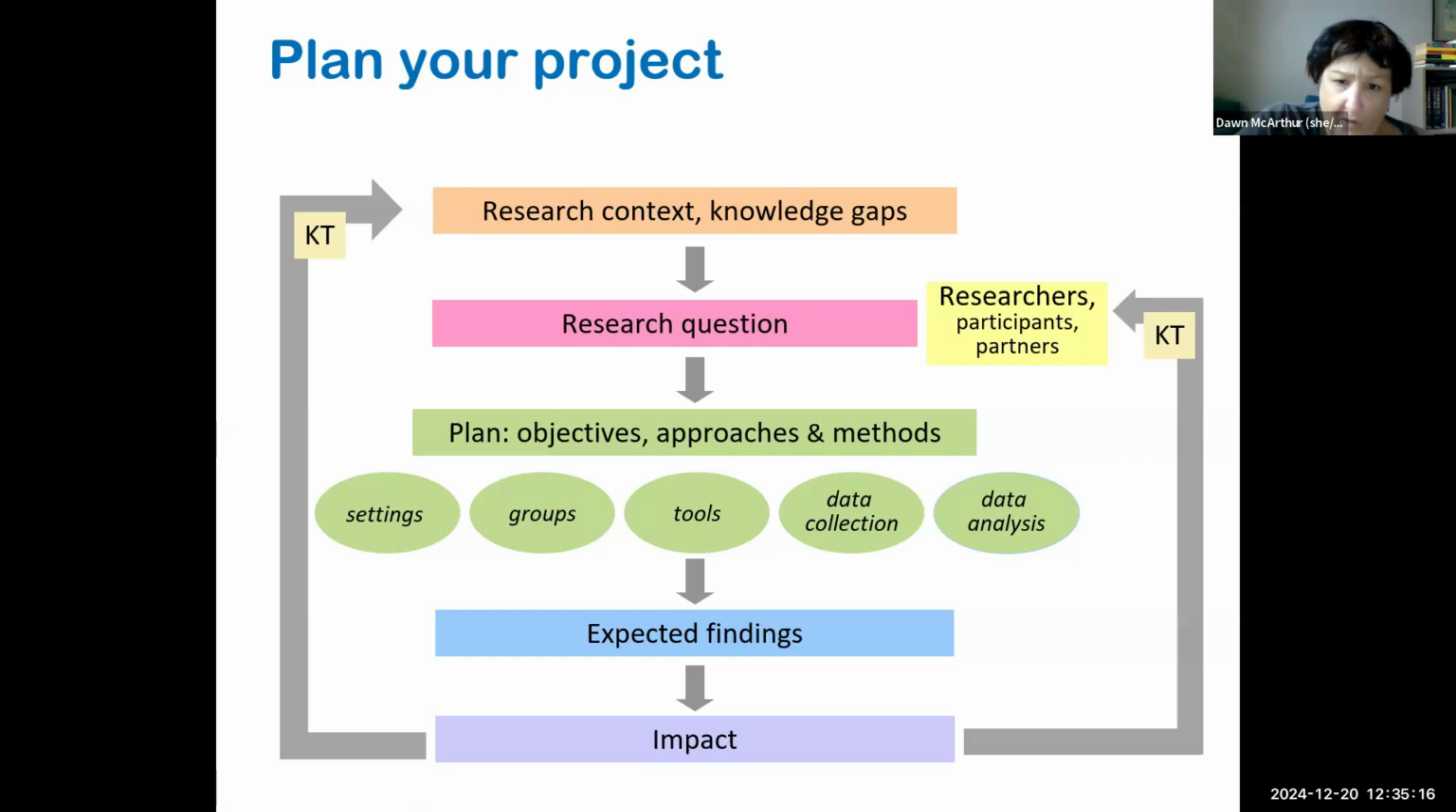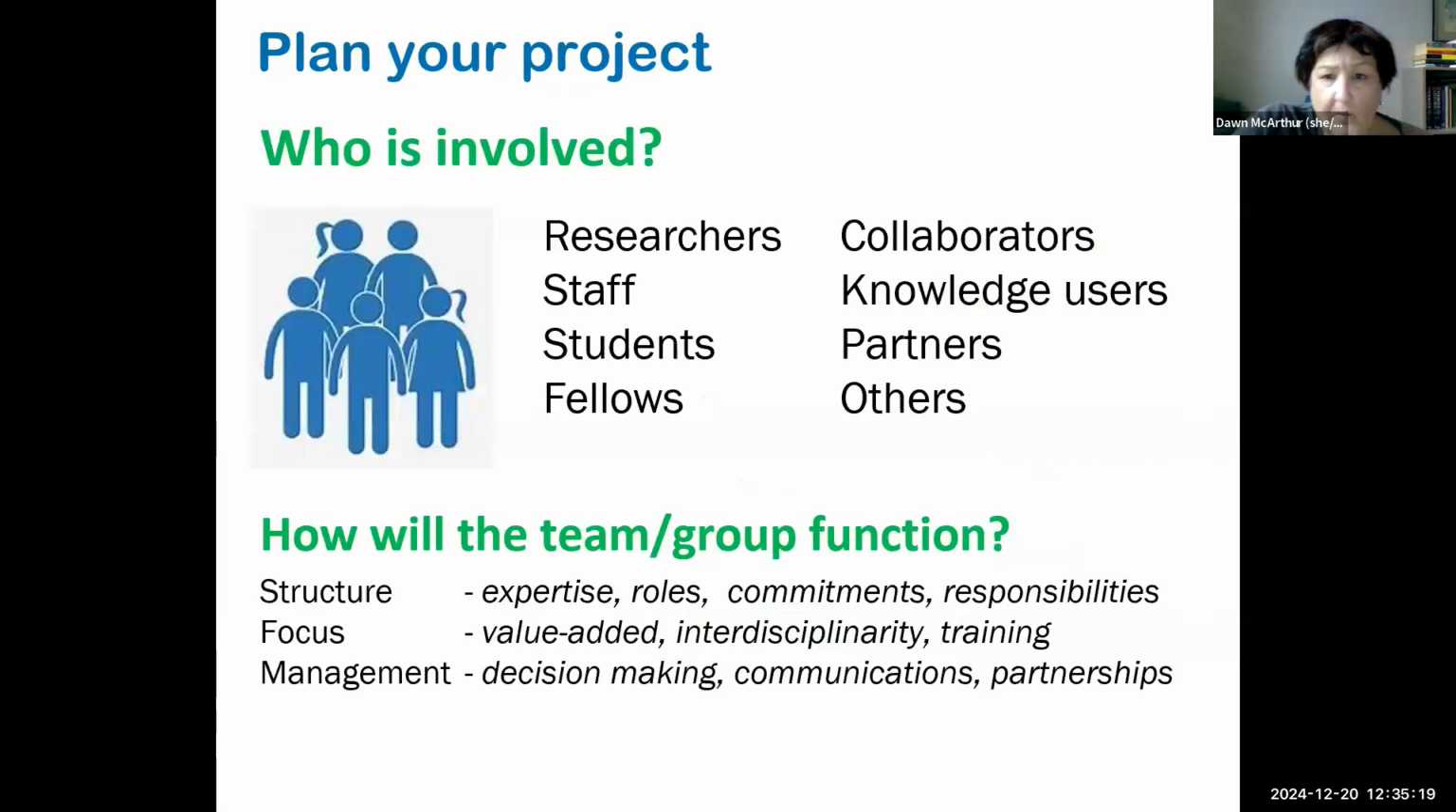So you could map your project out that way, or you can map it using a variety of other tools, but you have to think about everything. Who is involved? Who are the researchers? Who are the staff, students, fellows, collaborators, knowledge users, i.e. decision makers? Who's going to use that knowledge? If you're writing clinical practice guidelines, that's going to be fellow clinicians. Who are partners? If you're developing something technology based, or pharmacological or biotech, there might be a partner. And there's always others. There's always patient partners or community partners or somebody else.